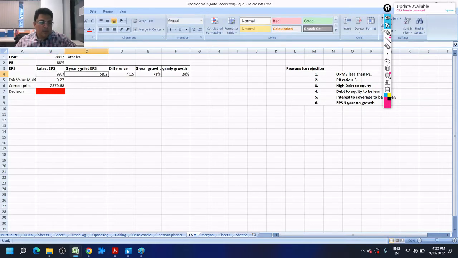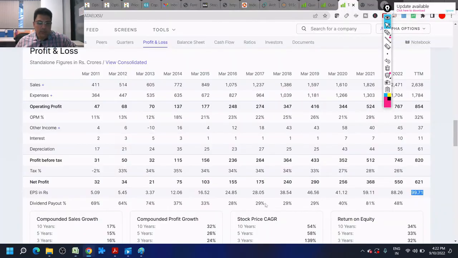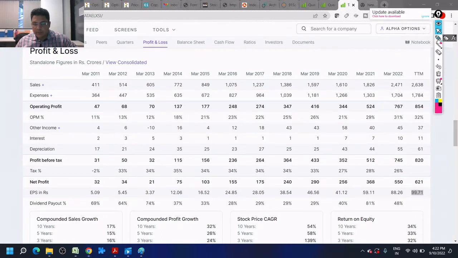99.7. Now we have to look for the EPS from 3 years earlier. So this is the 3-year earlier EPS. What was the EPS 3 years back? So we are in March, first year, second year, third year. So what was the EPS before that? It was 41.1. So this is what we are going to put here.